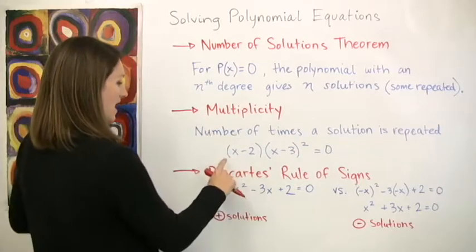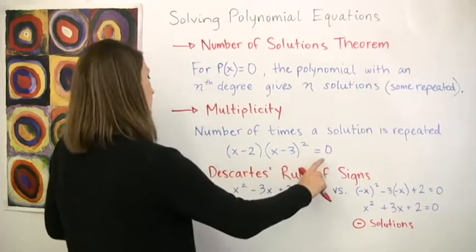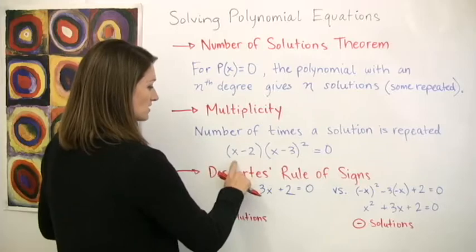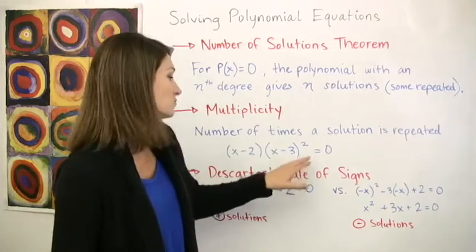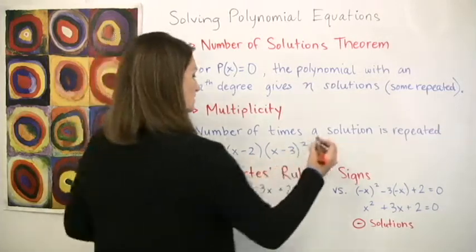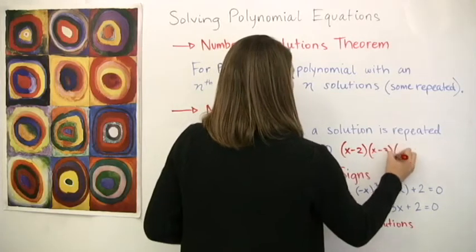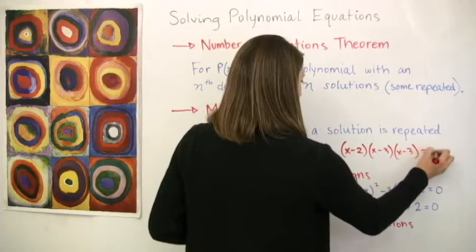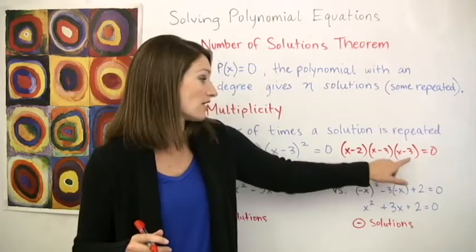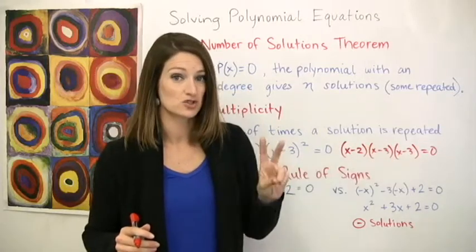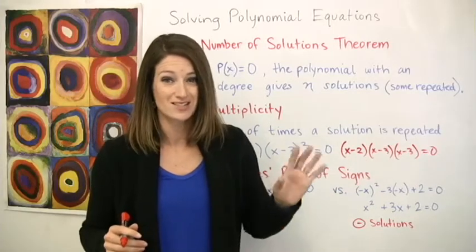For instance, x minus 2 times the quantity x minus 3 squared. If you look at this equation here, we can see that this factor x minus 2 occurs only once, but x minus 3 occurs twice because it's squared here. So this function actually looks like x minus 2 times x minus 3 times x minus 3 again, all equal to 0. So since x minus 3 occurs twice, we say that the solution of 3 has a multiplicity of 2. Whereas x minus 2, the solution of 2, has a multiplicity of 1 because it only occurs once.